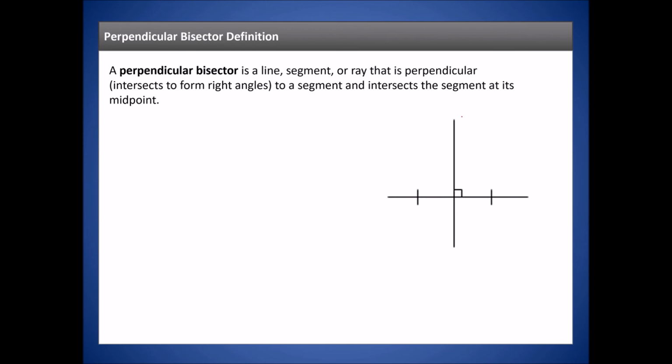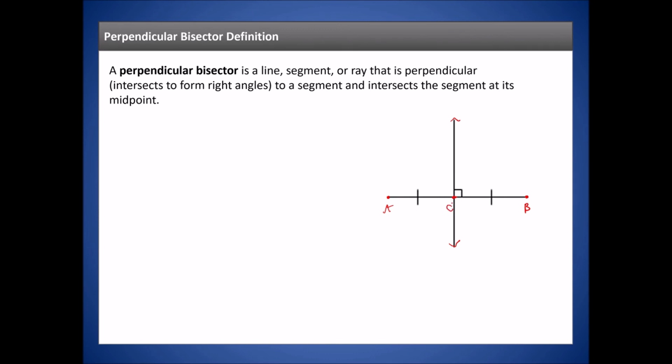In this example, if we have two arrows here, that would indicate a line. So let's assume that our perpendicular bisector is a line, as it is in this diagram with my arrows here. And let's assume that this is my line segment, and we'll call it line segment AB. If you look at this example, you can see that this is cutting line segment AB in half.